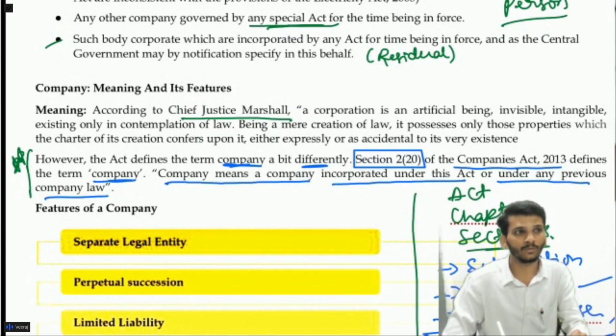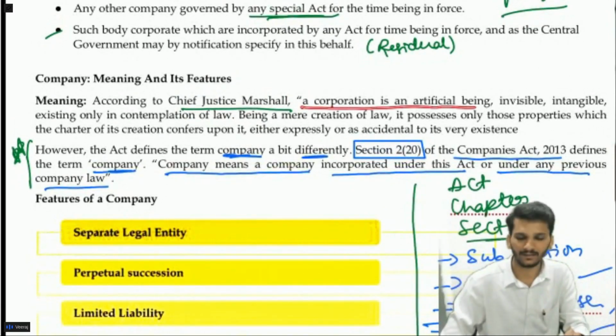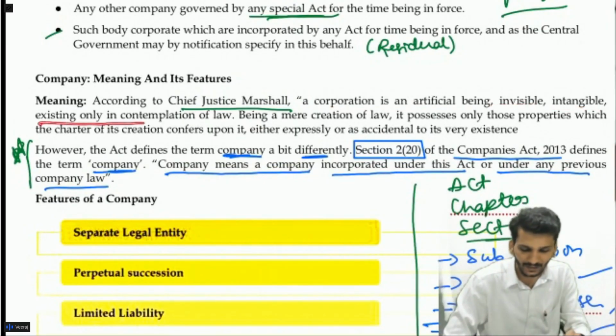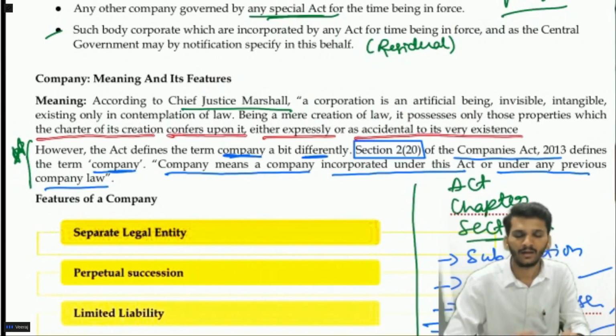Judge, Supreme Court judge. There are many judges inside the Supreme Court. Among them, one chief judge is called the Chief Justice. He says a corporation is an artificial being, invisible, intangible, existing in the contemplation of law. Being a mere creation of law, it possesses only those properties which the charter of its creation confers upon it, either expressly or accidental to its very existence. That means he just defined the company by its characteristics.